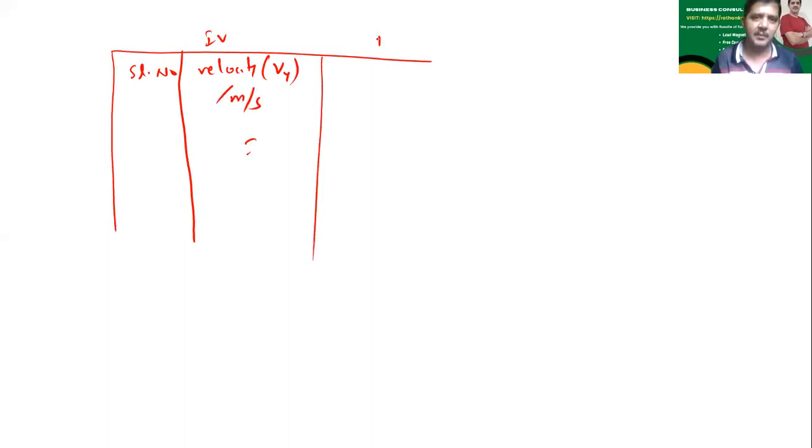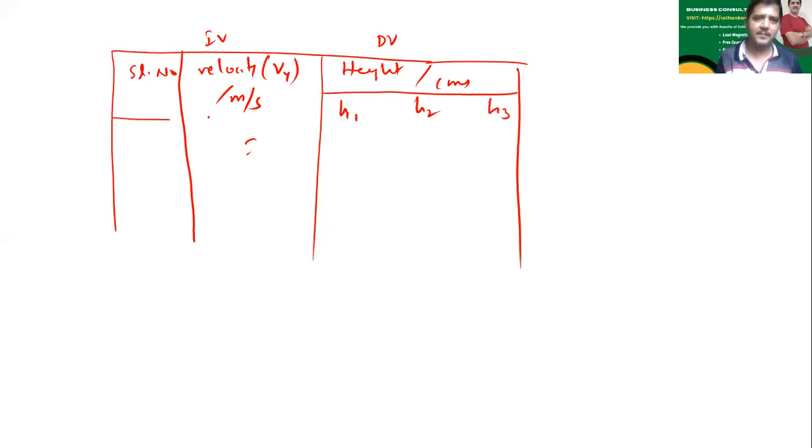Then what's your dependent variable? Height. And then what are you going to do? In centimeters. And then you have trial 1, H1, H2, H3. So almost it's one of the same. Okay. SL number 1. 10 meter per second.